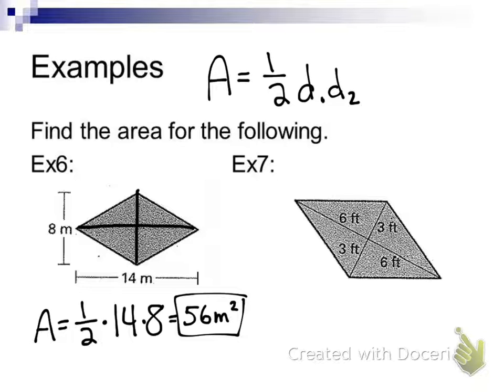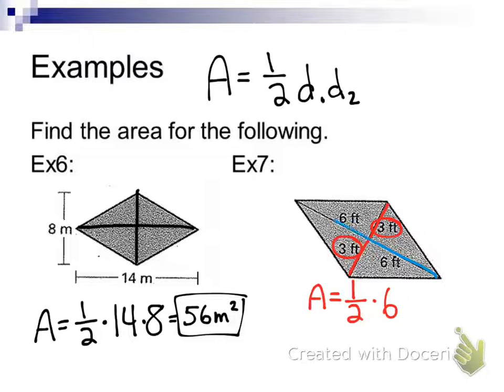Now, does anyone see the problem we might run into on number 7? Not really. Do we know the entire length of each diagonal? Yeah, we have to add these. Like if I want this whole diagonal, I would have to add the 3 and the 3, which is easy. You can do it in your head. What's 3 plus 3? 6. Good. And then the other way, you would get 12.